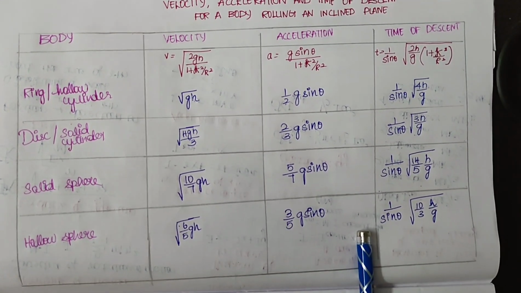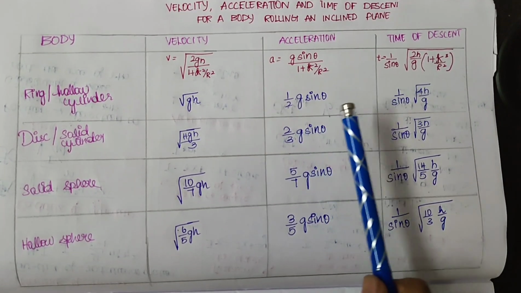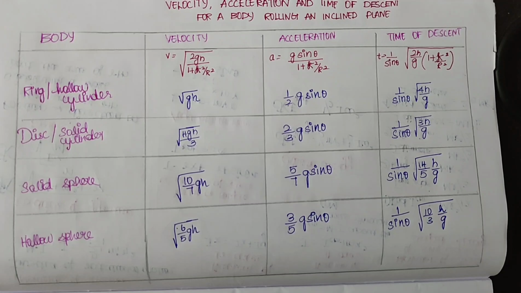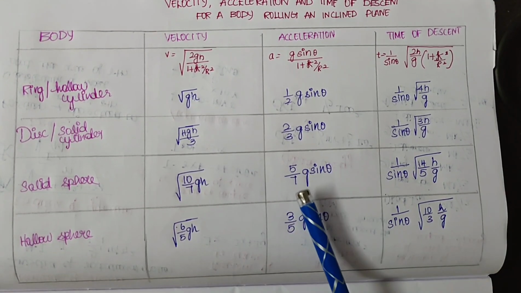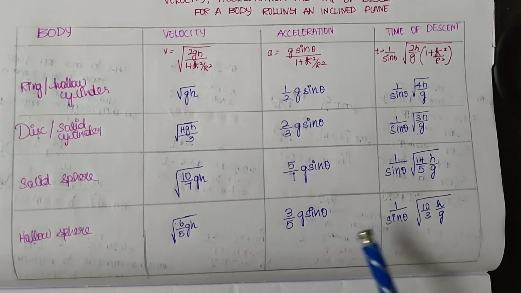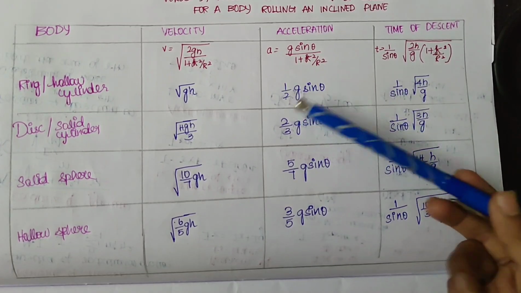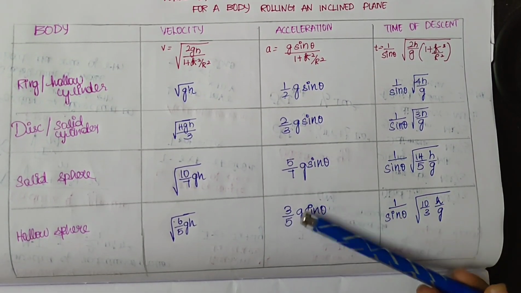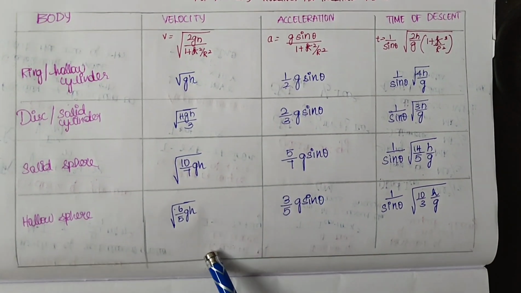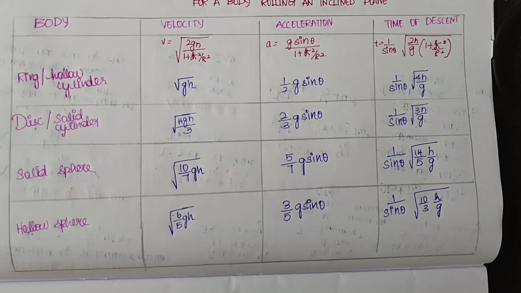Now we will be memorizing the acceleration. For ring or hollow cylinder, it is 1 by 2 g sin theta. For disc or solid cylinder, it is 2 by 3 g sin theta. For solid sphere, it is 5 by 7 g sin theta. And for hollow sphere, 3 by 5 g sin theta. So g sin theta remains for all the four. You have to memorize only 1 by 2, 2 by 3, 5 by 7 and 3 by 5. And even in the case of velocity, gh remains the same for everything. Only these constant values you have to memorize.